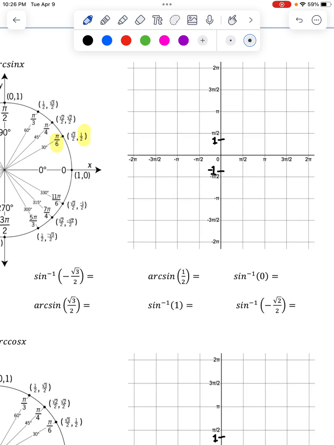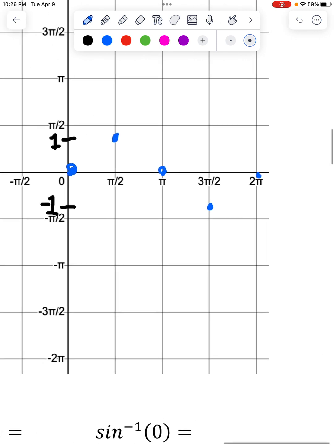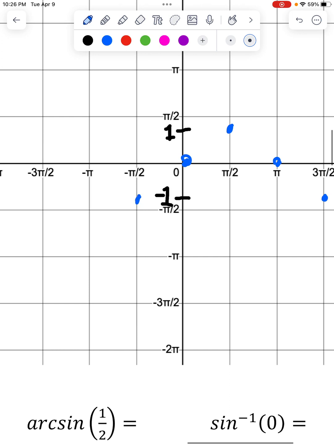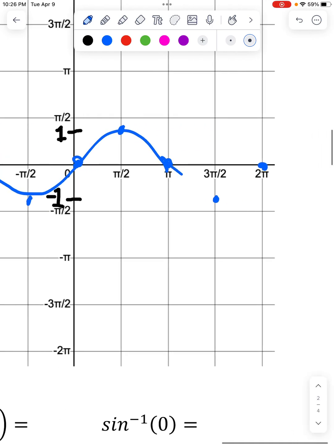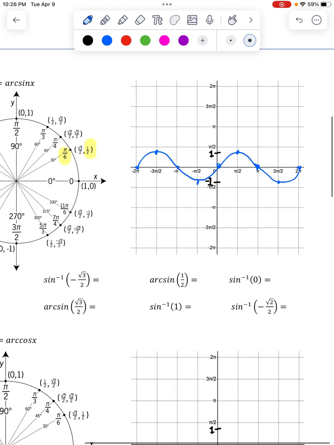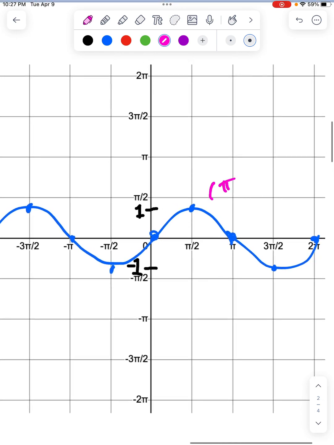So I'm going to graph sine over here. 0, 1, 0, -1, 0, and so on. Okay, and y'all can pause the video if you want to sketch this. I'm just going to keep on going. Now notice that I could write my points, like for example, this point here is pi over 2, 1.